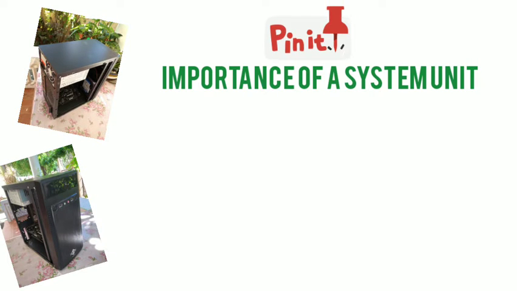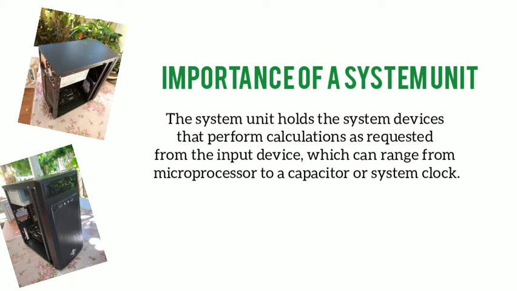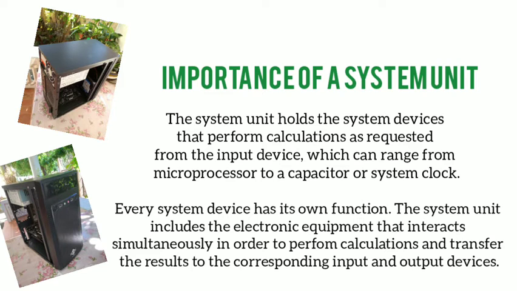Let's get into the importance of a system unit. The system unit holds the system devices that perform calculations as requested from the input device, which can range from a microprocessor to a capacitor or system clock. Every system device has its own function. The system unit includes the electronic equipment that interacts simultaneously in order to perform calculations and transfer the results to the corresponding input and output devices.